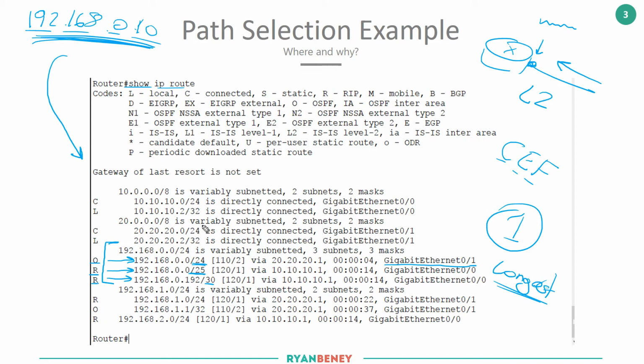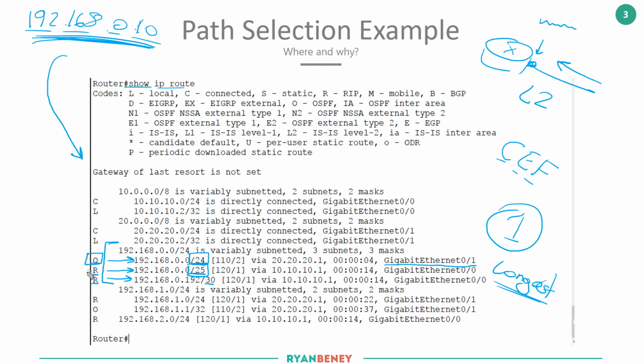Well, going on the longest match, which means more bits in common, out of these 3, actually only 2 matches. We have a /24 that matches and a /25, because the /30 is of course 4 IPs, and since it starts at the 192 up to 196, that's not part of the IP destination that we're trying to reach. However, the /24 and /25 are both valid.